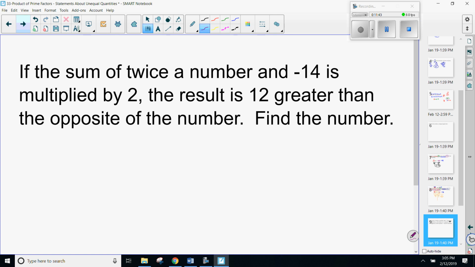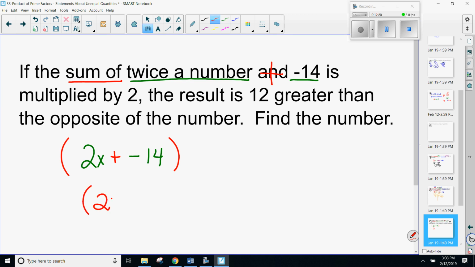All right, come up with this equation, can you? I'll give you a couple minutes. The equation, the sum of what? Well, we have sum, so you find the word and you put the plus sign. So I have a sum. The sum of twice a number, which is 2x, and negative 14. Correct. So now I'm going to change that, and I'm just going to call it 2x minus 14.